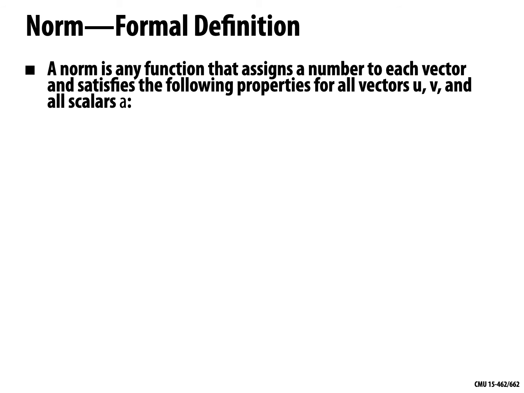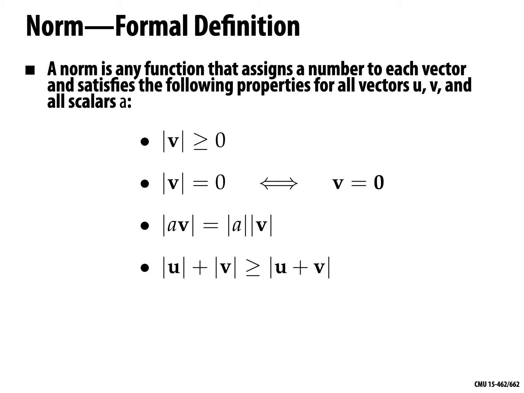Based on all those intuitive properties, we can then come up with the abstract or formal definition of a norm. We can say a norm is any function that assigns a number to each vector in a vector space and satisfies the following properties for all vectors u, v, and all scalars a. We're going to ask that a norm be non-negative, that it be equal to 0 if and only if we're considering the 0 vector, that the norm of a scaled vector is the same as the norm of the vector times the absolute value of the scale factor, and that the norm of u plus the norm of v is greater than or equal to the norm of u plus v.